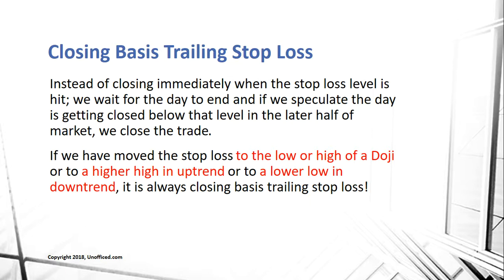And where should we use the closing basis trailing stop loss? In the cases of the doji, when we sometimes move the stop loss to the high or low of the doji, and in the case of a higher high in an uptrend or a lower low in a downtrend, because we generally put the stop loss at the higher low in an uptrend and the lower high in a downtrend. In these cases the swings and candles move in a very erratic way, so we use a closing basis trailing stop loss instead of a strict stop loss.